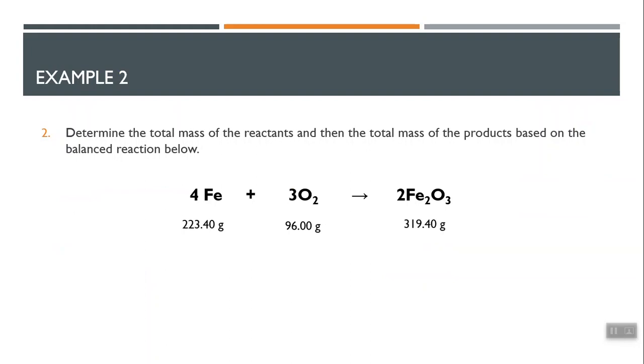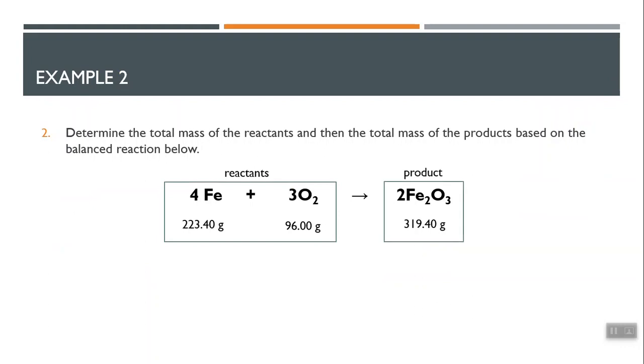And 2 moles of Fe2O3 is a total of 319.40 grams. So now we want to take this separately. We want to look at the reactant separate from the product. So this is the reactant, right? Whatever's to the left of the arrow. There are our reactants, and then to the right of the arrow, there's our product.